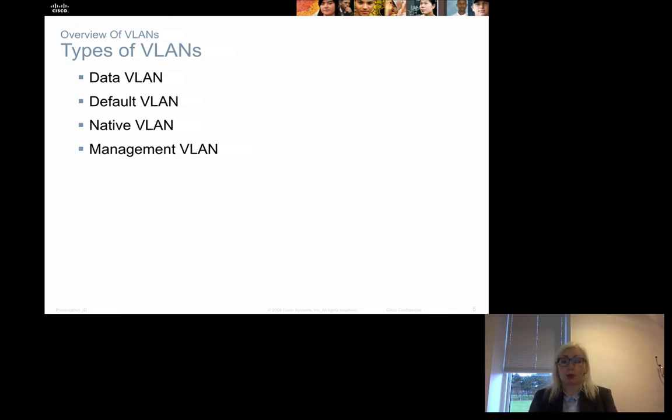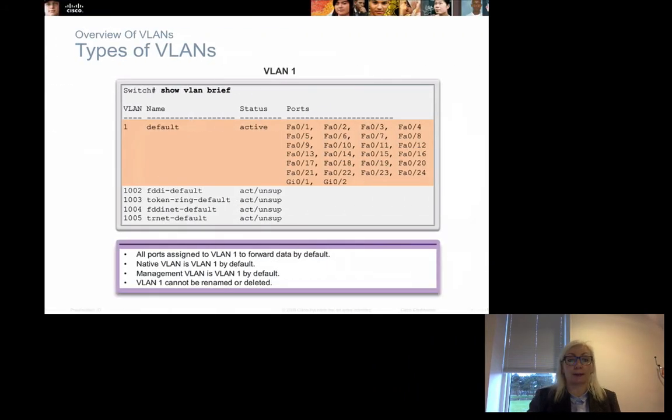Then we have something called the native VLAN. The native VLAN is actually where you have packets that don't belong to any VLAN and don't have this little tag on the traffic that says that this belongs to a specific VLAN. And then we have the management VLAN, the one that you can configure and set up if you want to configure your switch over the network, for instance. That is the management VLAN.